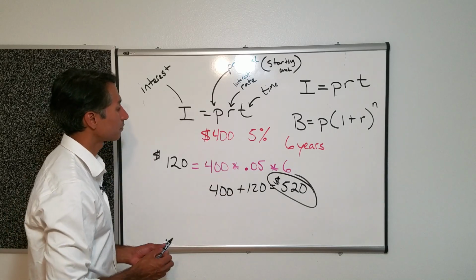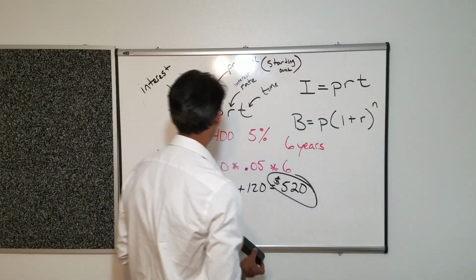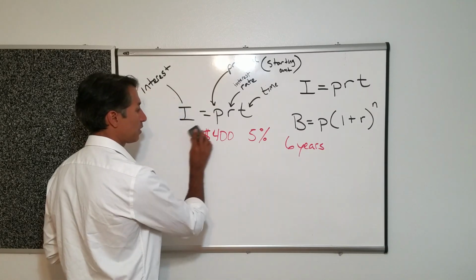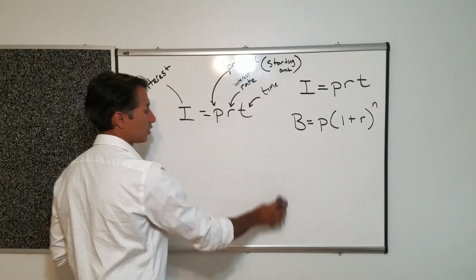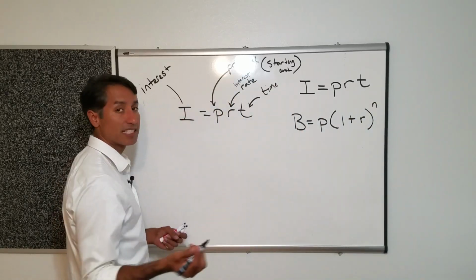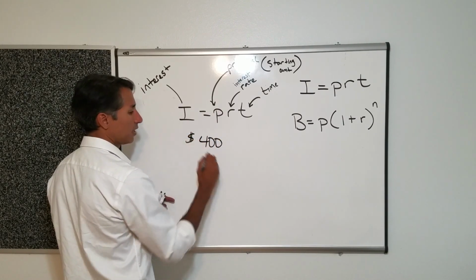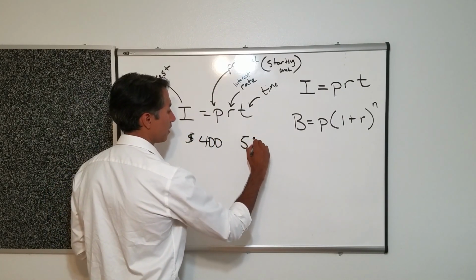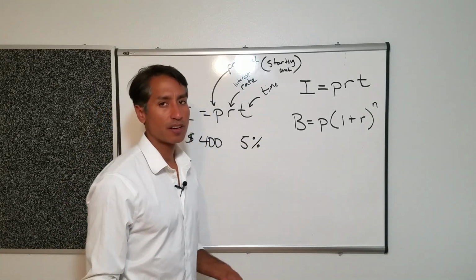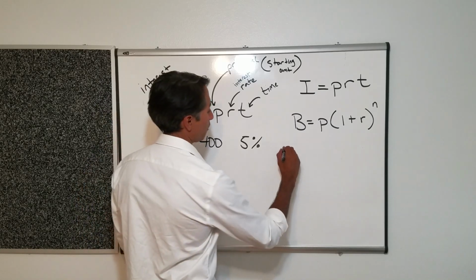All right. Let me erase all of this and add a little twist to this, because for the most part, it's pretty straightforward. When it gets crazy is when they start doing stuff like this to you. So let's use the same amounts. We'll say we have $400 to invest at 5%. But now rather than using full years, they're going to say, oh, well, how much would you have earned in 3 months?